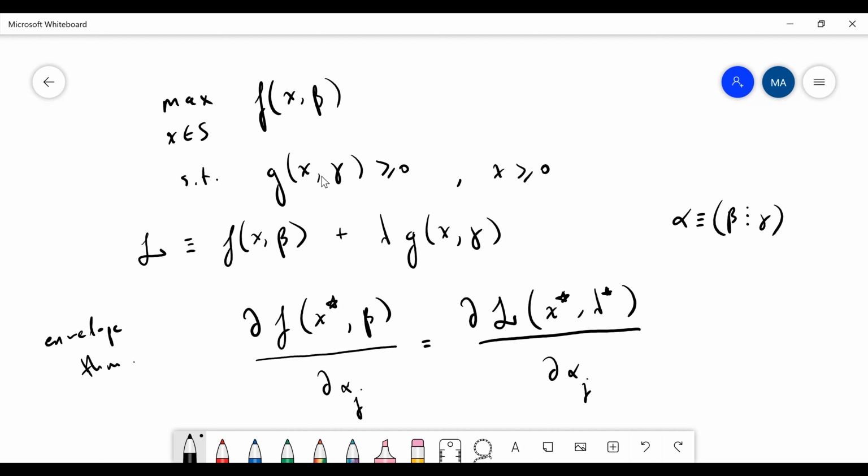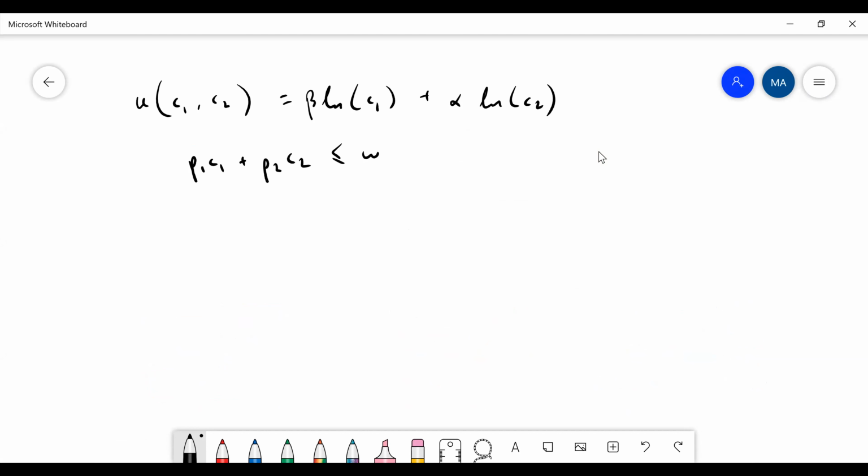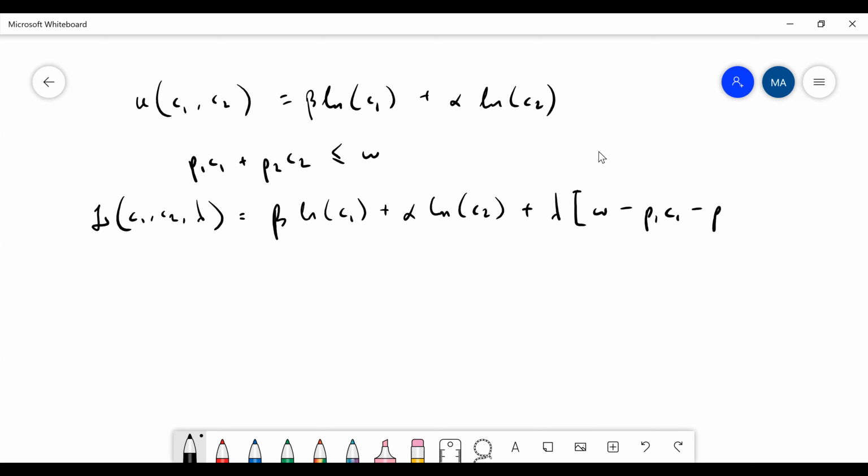So let me show you one example with this. We have less than 10 minutes. So here's an example, an income problem. Imagine you have two goods, with parameters beta and alpha. You have two prices, you have income, right? So the Lagrangian of this problem is, over C1, C2, lambda: beta ln C1 plus alpha ln C2 plus lambda times W minus P1 C1 minus P2 C2. Now, if you find lambda star, then this is true.